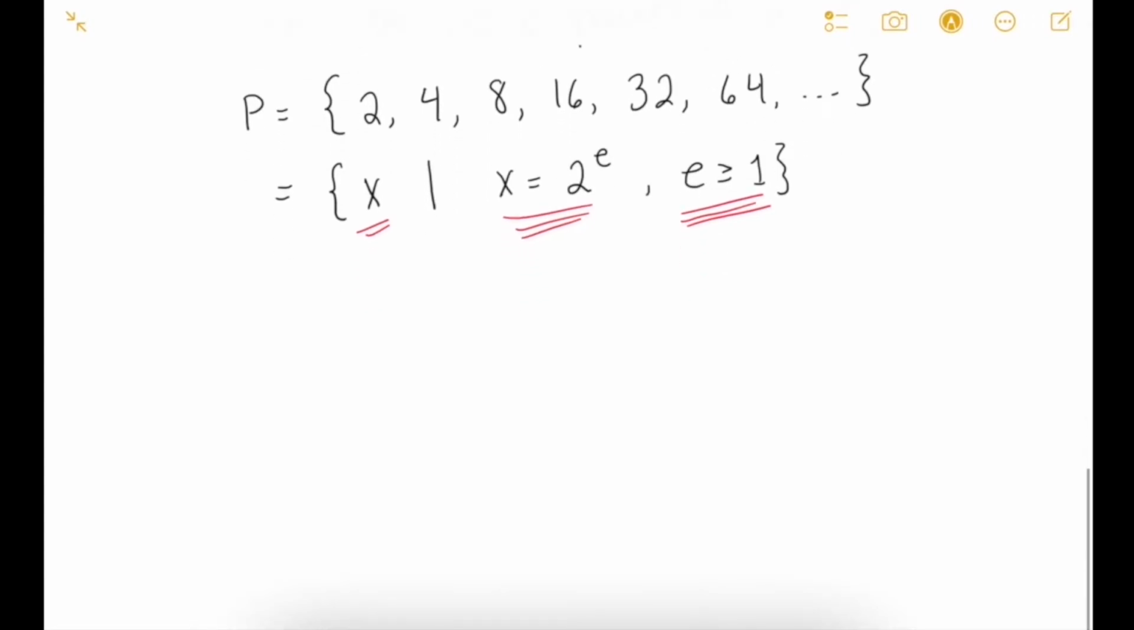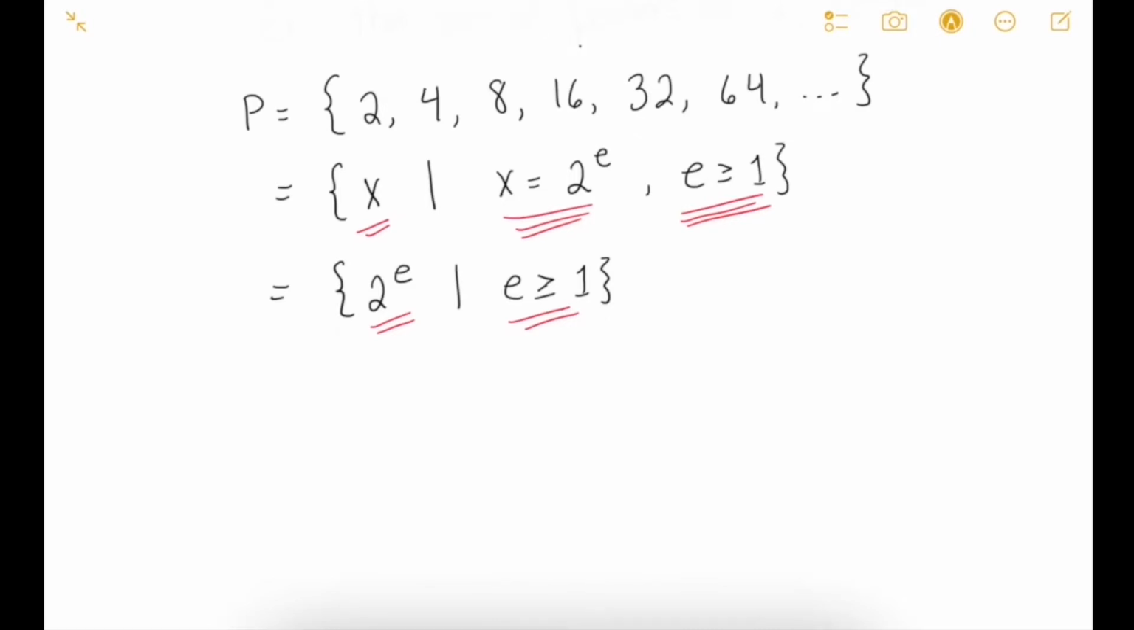Another way that we could do this is we could actually just say we want the set of all 2 to the e, where e is bigger than or equal to 1. So this is saying our set contains all powers of 2, where the exponent is again at least 1.